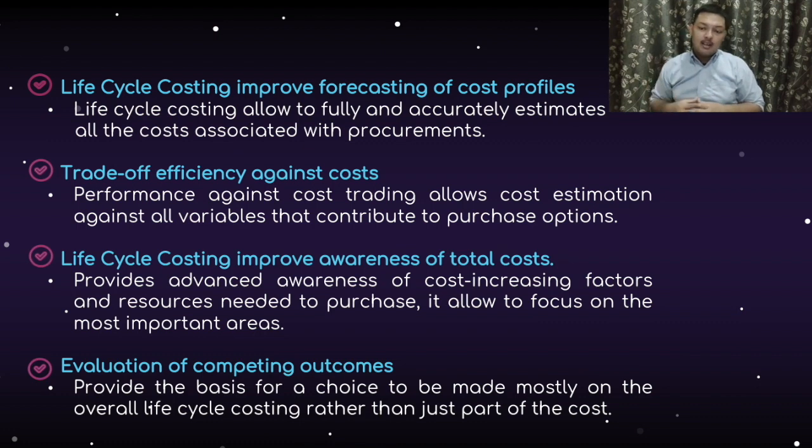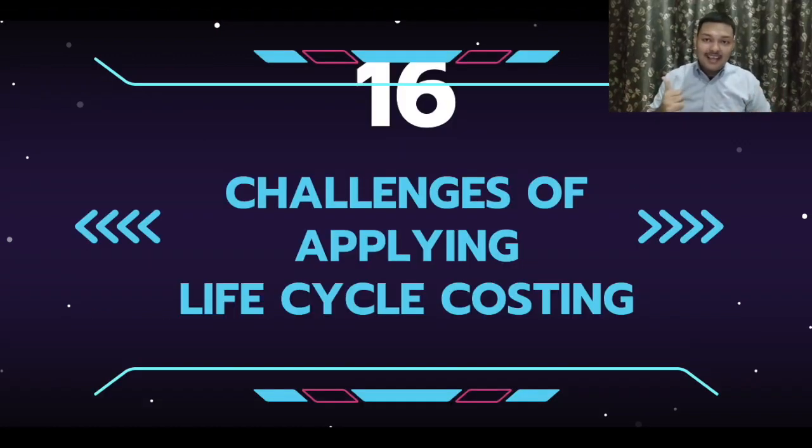Then number 3, life cycle costing improves awareness of total cost. It provides advanced awareness of cost increasing factors and resources needed to purchase. It allows us to focus on the most important area. And the last one is evaluation of competing outcomes. It provides the basis of a choice to be made mostly on the overall life cycle costing rather than just part of the cost. So guys, are you still okay?